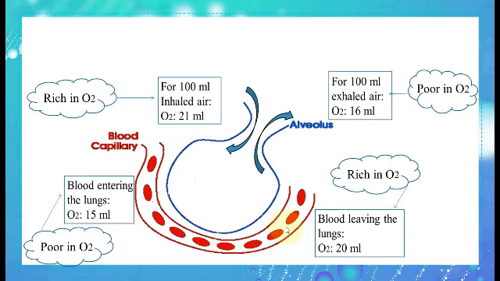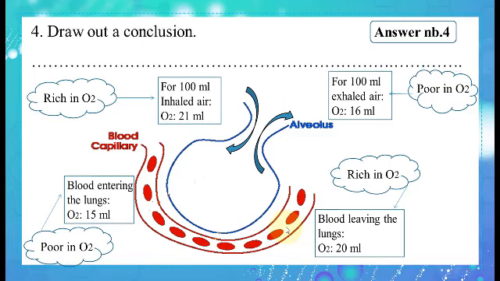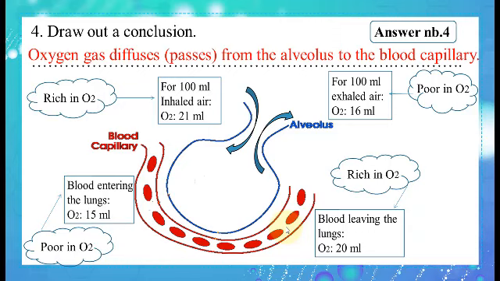Now, it's time to answer number 4. Draw out a conclusion. The oxygen gas diffuses or passes from the alveolus to the blood capillary. Note that diffusion is the movement of particles from a medium rich in these particles to a medium poor in them. Now, let us draw an arrow to represent the direction of movement of oxygen gas during respiration. This arrow is directed from the alveolus towards the blood entering the alveolus.